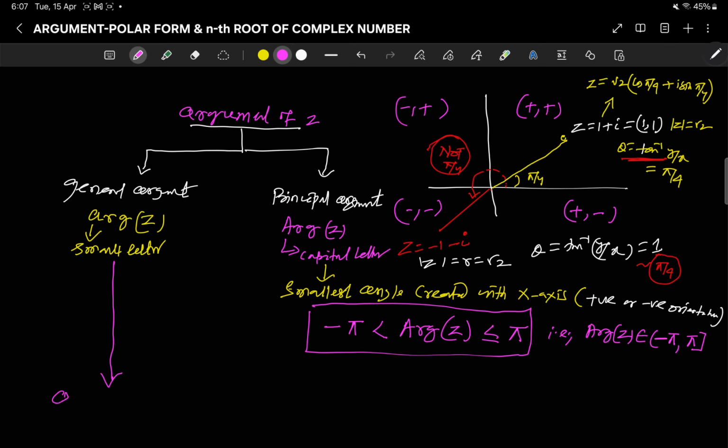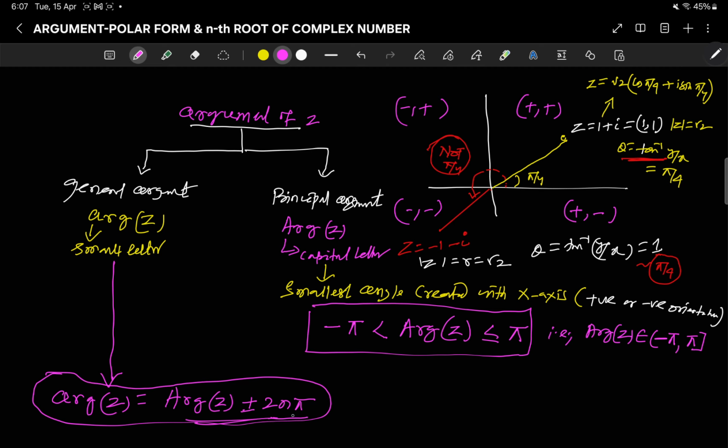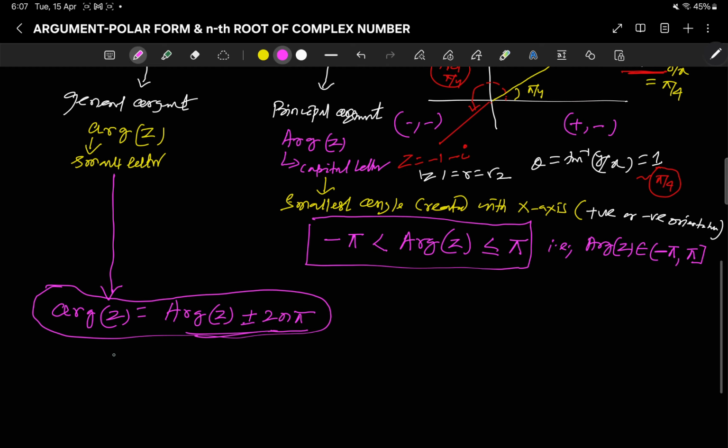Now the general argument can be viewed as the principal argument of z plus or minus 2n pi. As you know, sin theta is periodic with period 2 pi, cos theta is periodic with period 2 pi. So this general argument is not unique. What we conclude is that the argument of z is not unique; it is a multi-valued function.